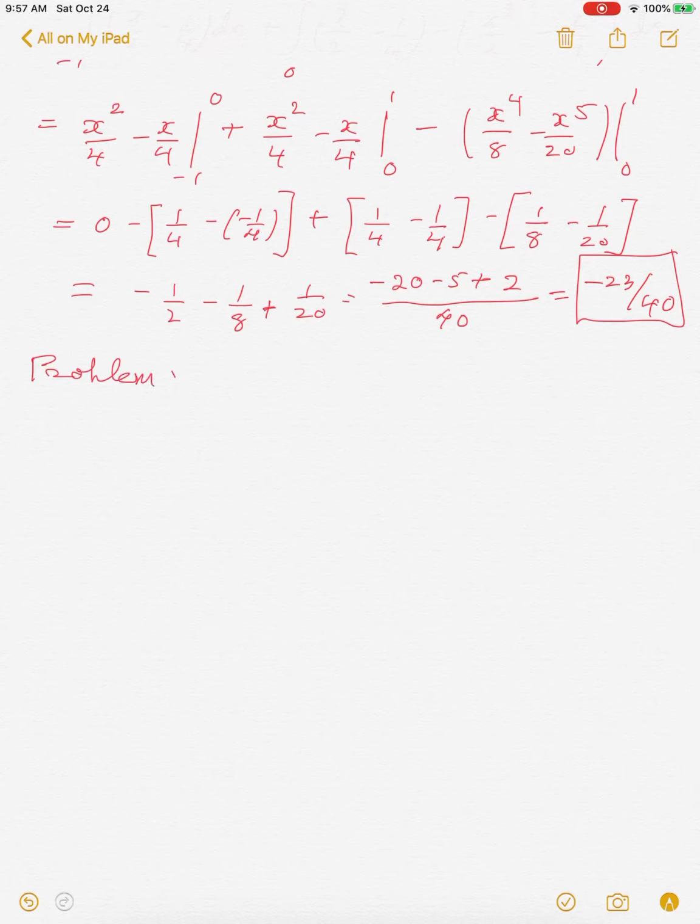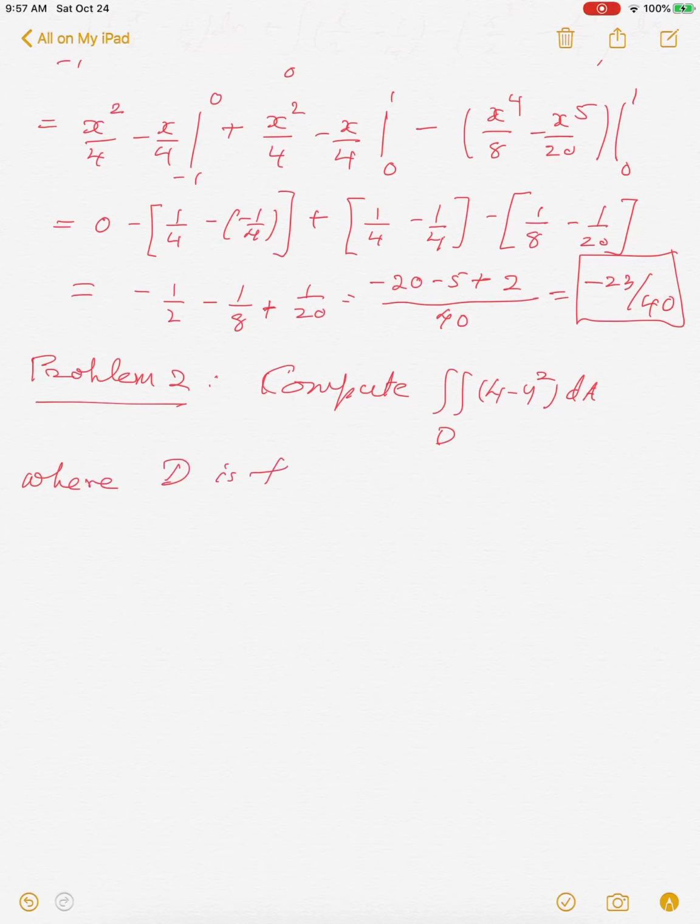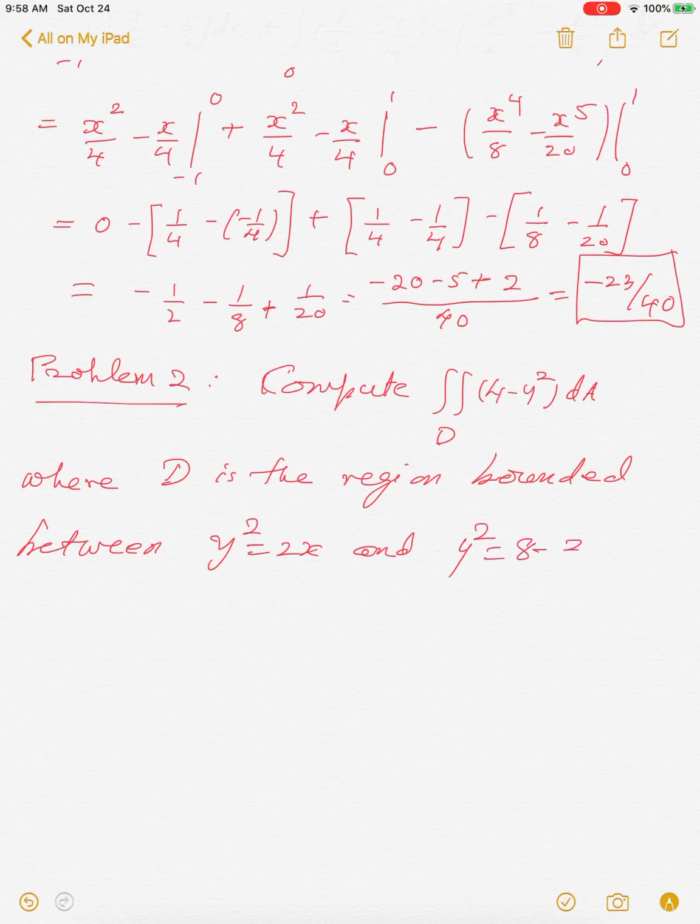Good. Let's do another one. So compute the double integral of 4 minus y square dA over D, where D is the region bounded between y square equal to 2x and y square equal to 8 minus 2x.